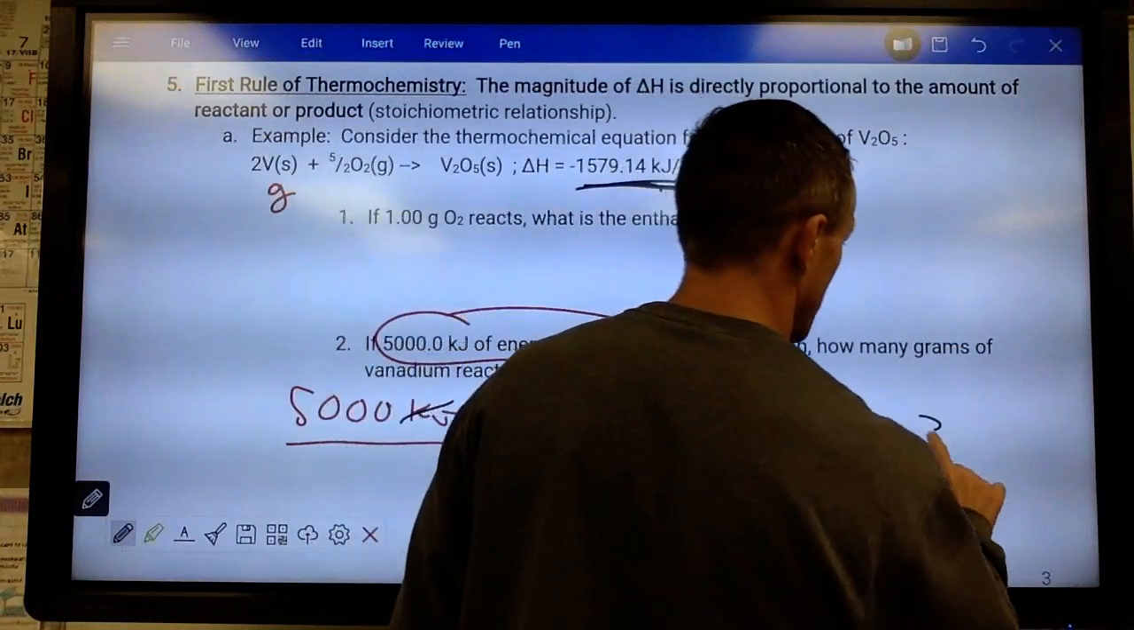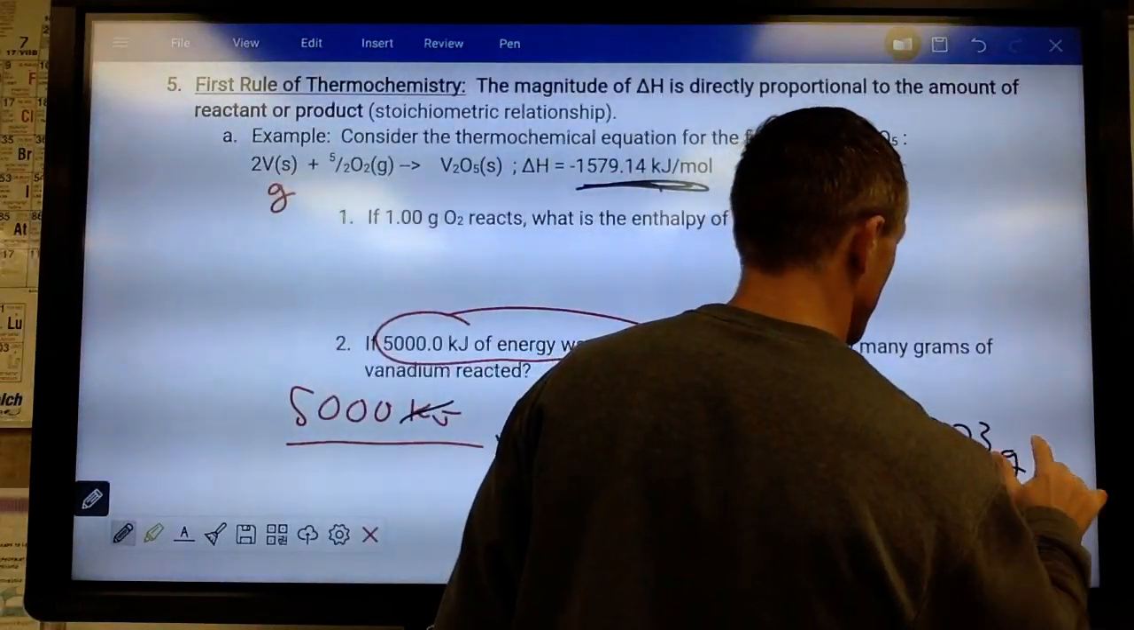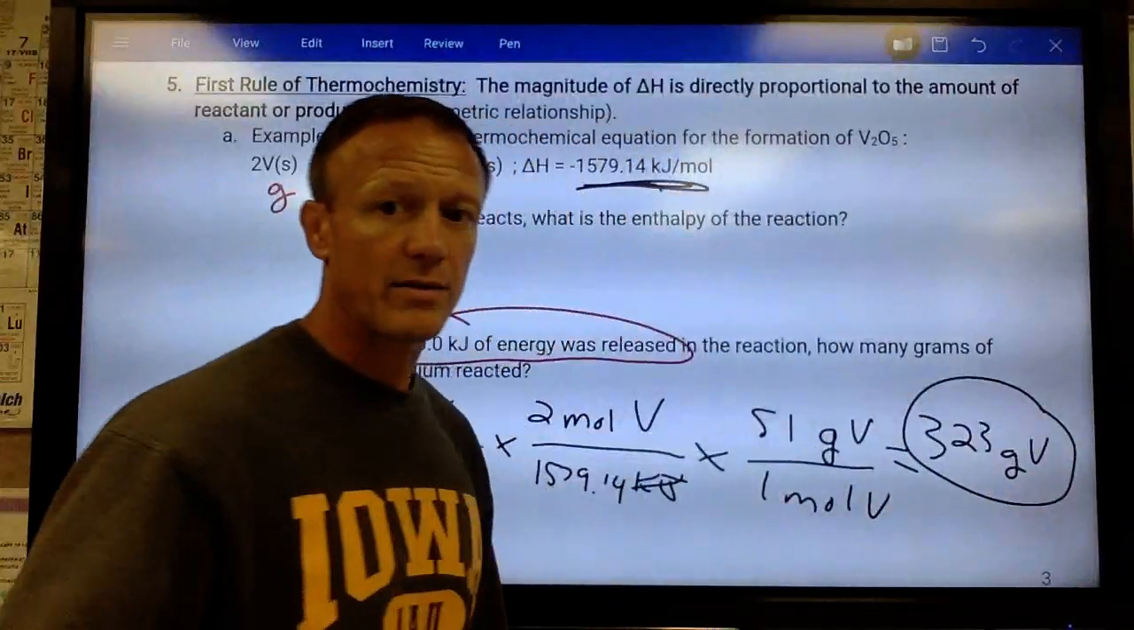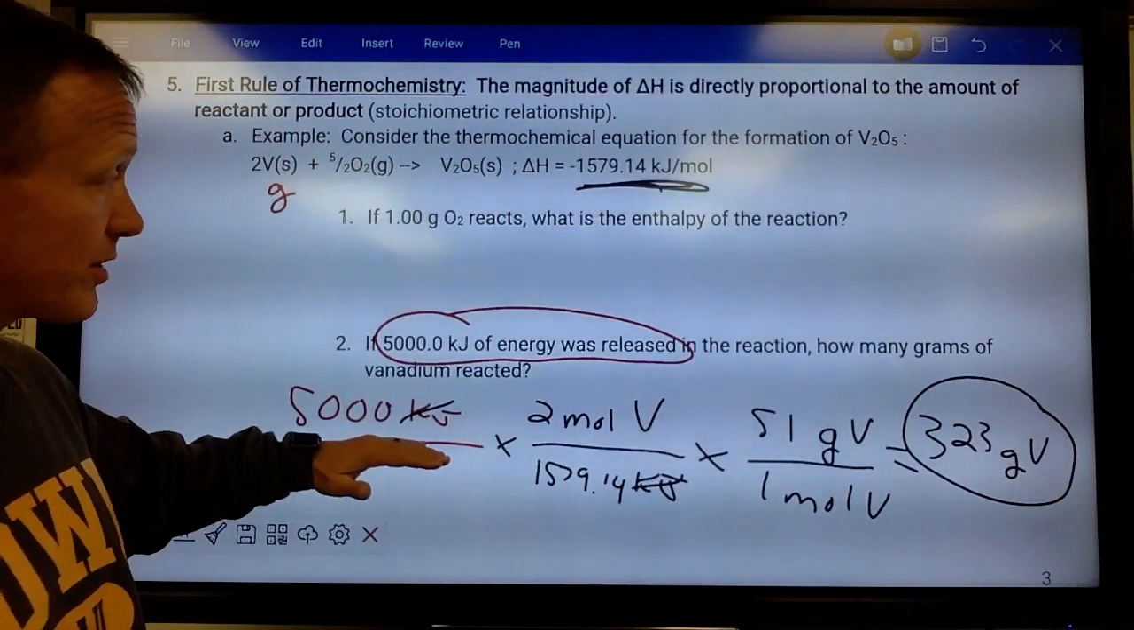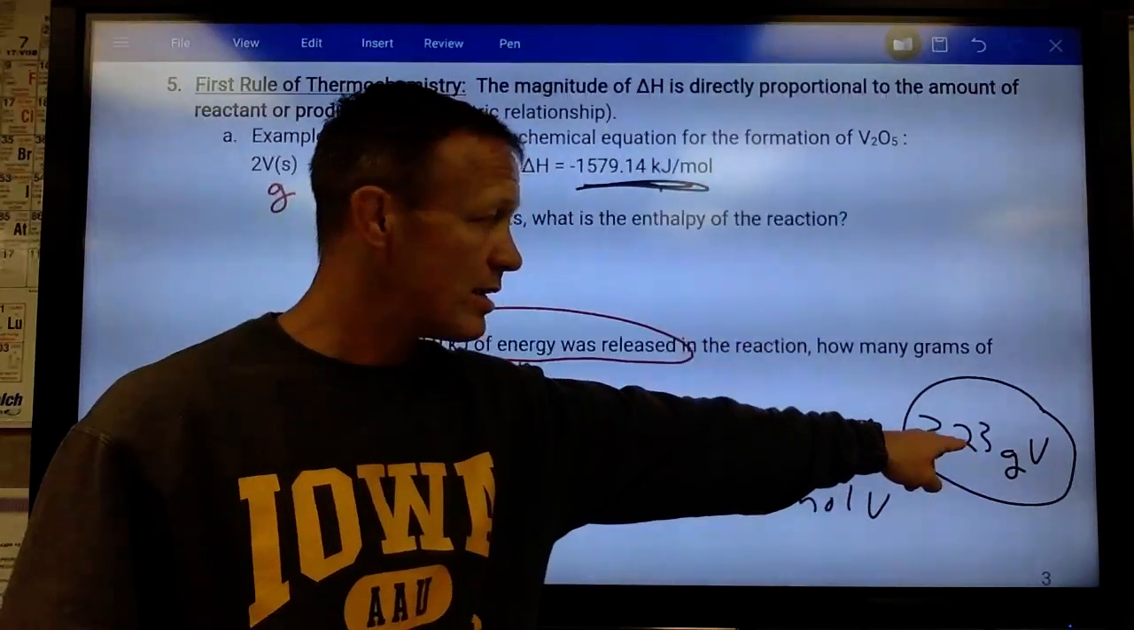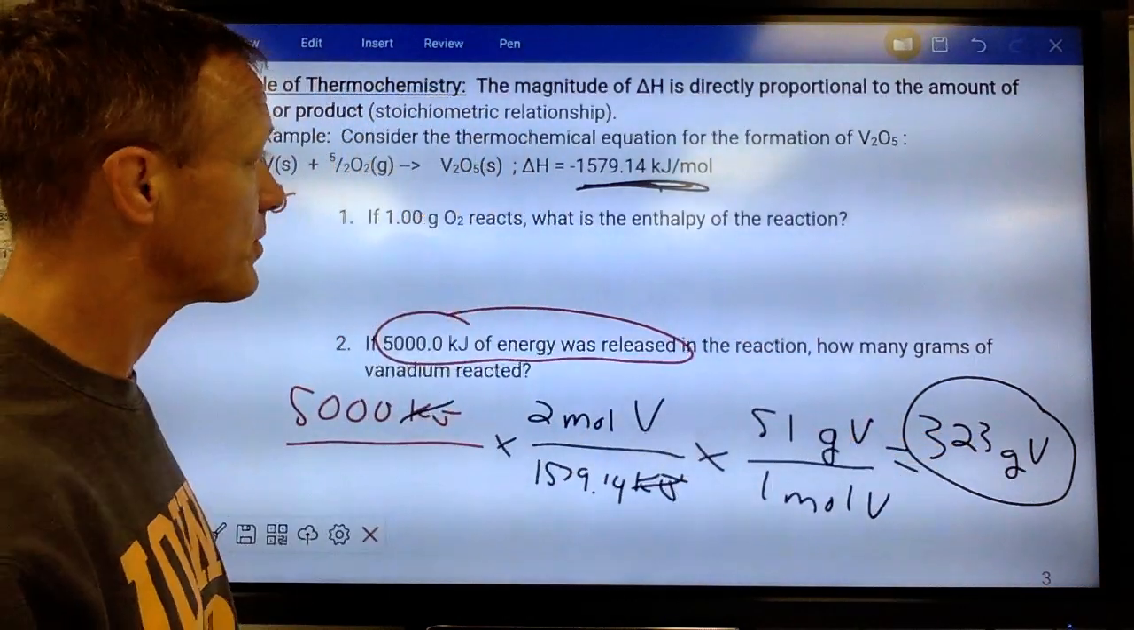And 323 grams of vanadium. So if you want 5,000 kilojoules of heat to be released in this reaction, you need to burn that many grams of vanadium with plenty of oxygen.